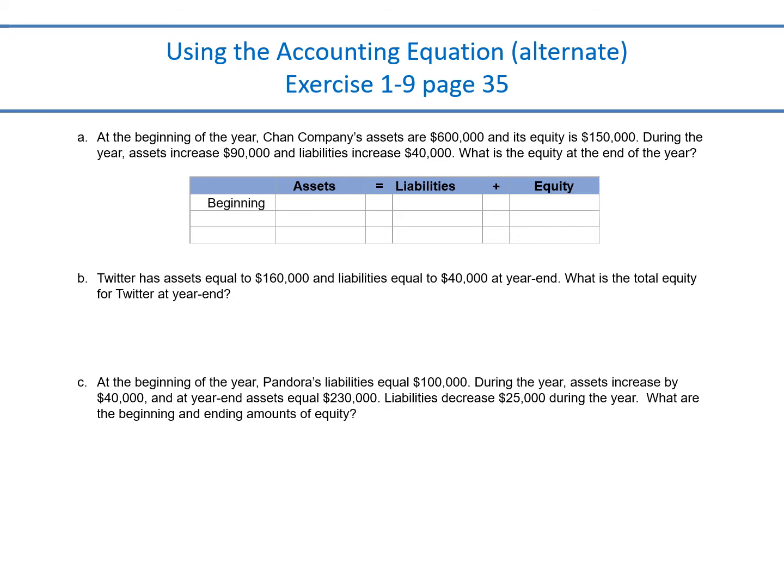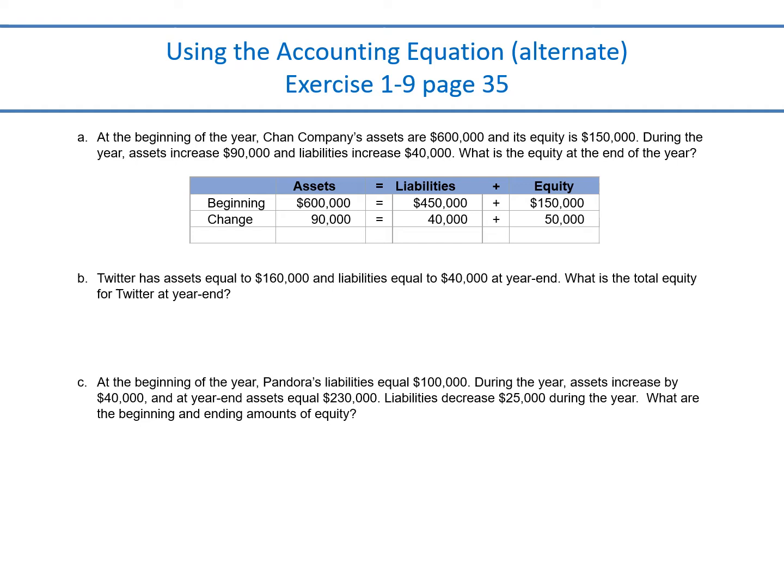So let's populate the table with the data we know. So beginning assets are 600,000. Beginning equity is 150,000. And so we're solving for liabilities. So 150,000 plus what number equals 600,000? That's 450,000. And then the change during the year, assets increased by 90, liabilities increased by 40. So what did equity increase by? Well, $40,000 plus what number equals 90?